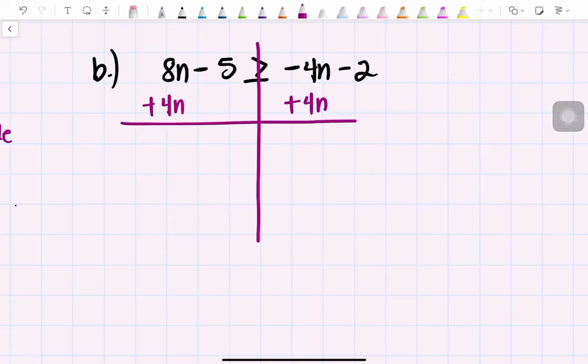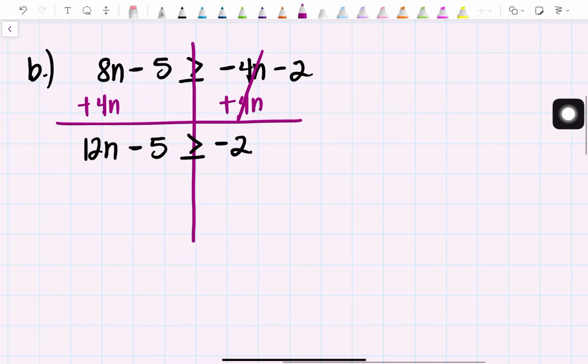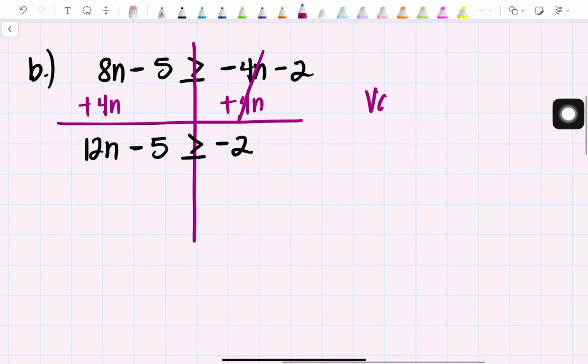It cancels here. 8 plus 4 gives me 12n minus 5 is greater than or equal to negative 2. All right, so my variables are now on the left. It doesn't matter what side you move them, but I'm just going to write here: variables on left, therefore numbers on right.